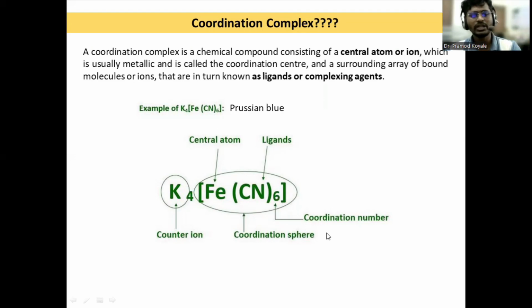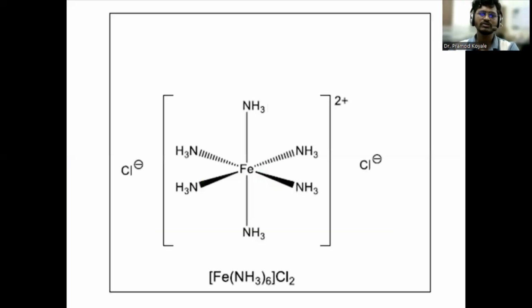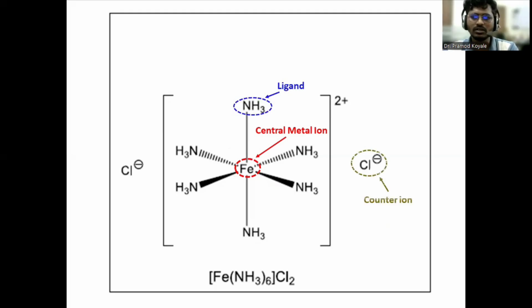Whatever moiety is present outside the coordination sphere is known as a counterion, which can be a cationic one or an anionic one, and the sphere outside the coordination sphere is generally known as the ionizable sphere. The structural arrangement of the coordination complex can be further understood by seeing this example, in which we have the central metal Fe, which is surrounded by 6 ammonia ligands, and we have the counterions outside the coordination sphere. So this is about the overall coordination sphere.